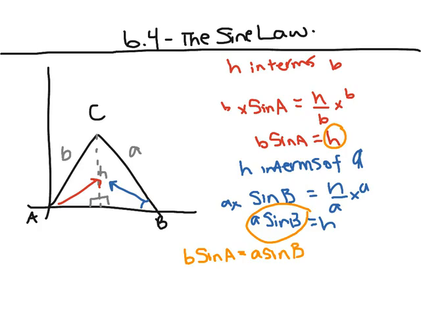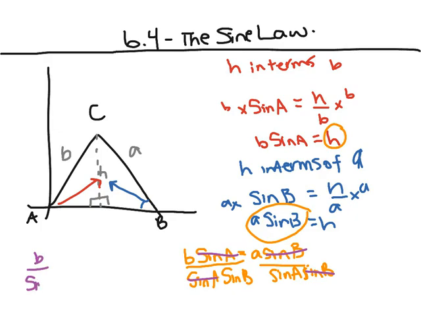Now we want this to look like our sine law. So what I'm going to do right here is divide both sides by sine A, sine B, because I want to switch the sides. And what ends up happening is this b cancels and this a cancels, and all you're left with is b over sine B equals a over sine A. And if you want a proof of why it equals c over sine C, it's on page 470 and 471 in the textbook.